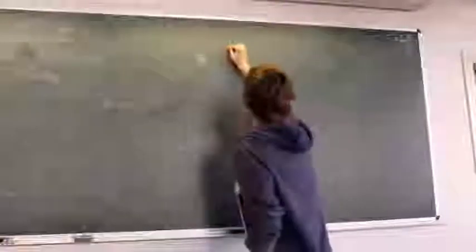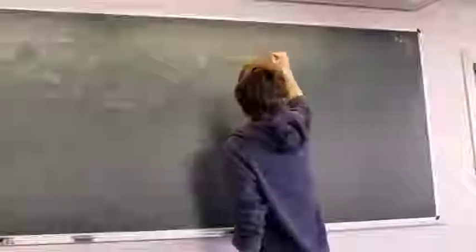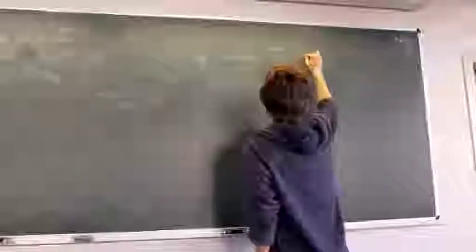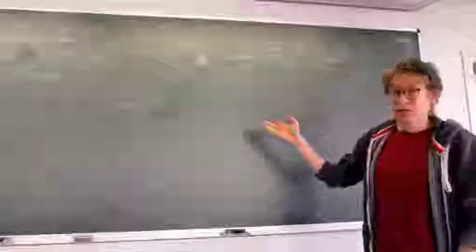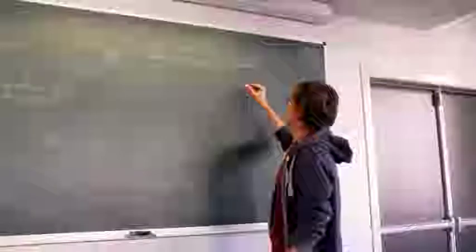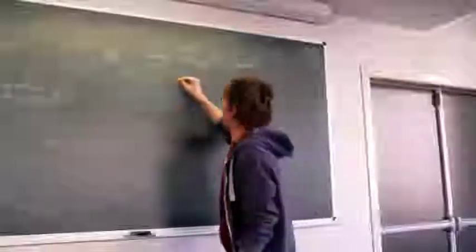So if I divide out the appropriate action, and it should be GL_k, then I get BGL_k.